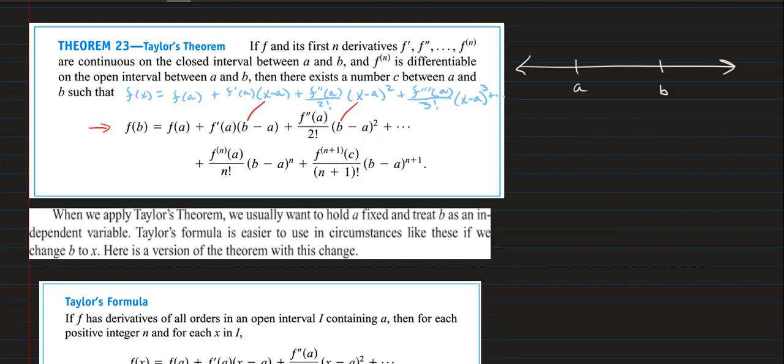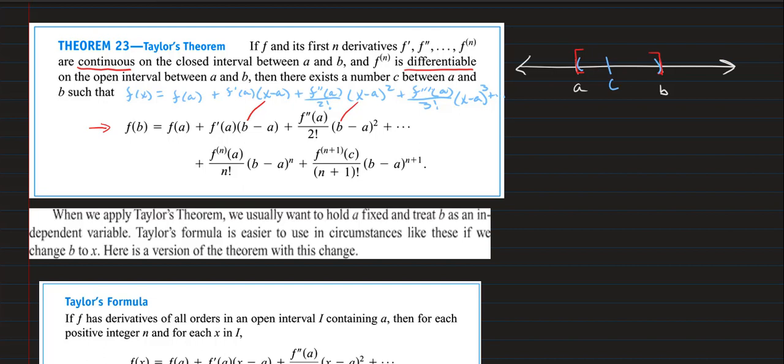The conditions that have to be satisfied is that the function has to be differentiable and continuous on a closed interval from a to b. So on this closed interval from a to b, we are continuous and differentiable. And then on the open interval from a to b, there exists some number c between a and b. I don't know where it is, but it's somewhere in between.